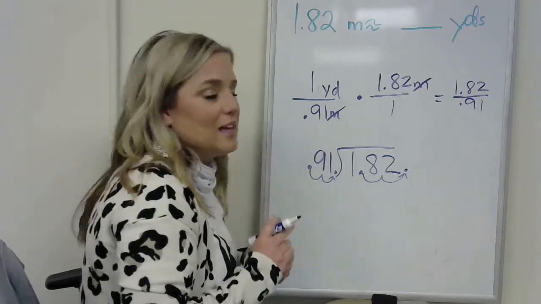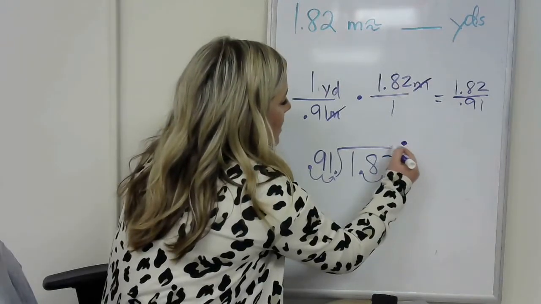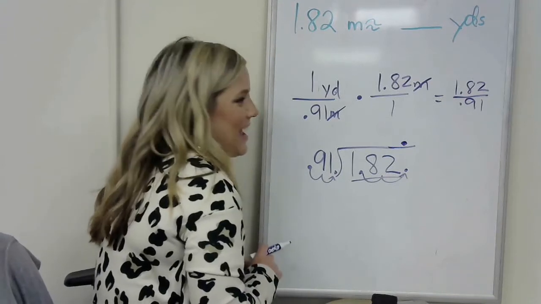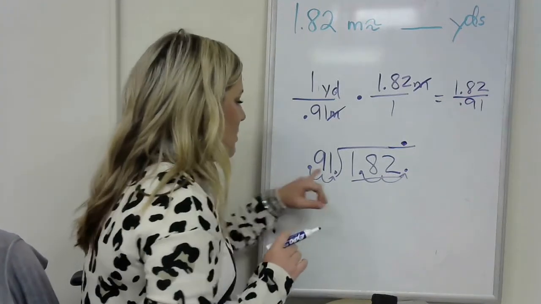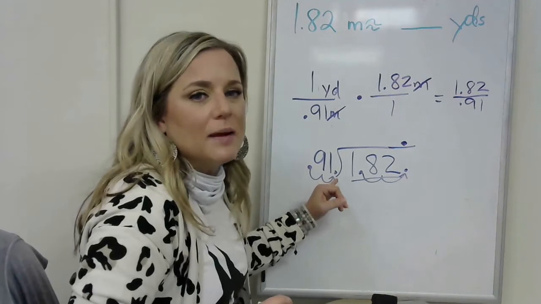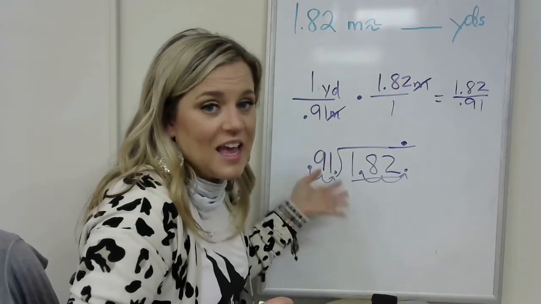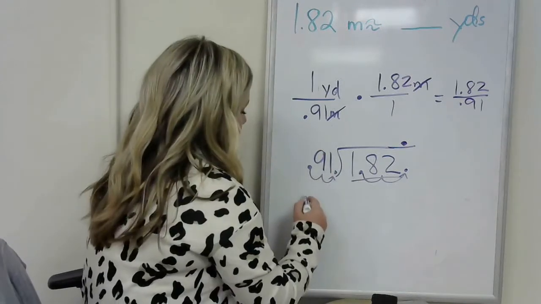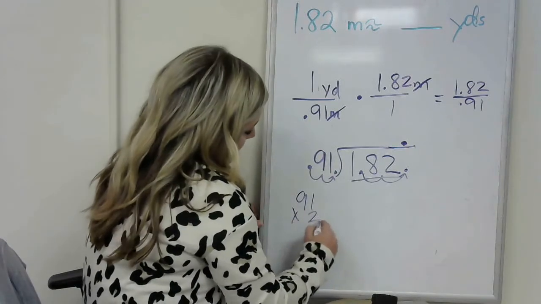So this follows us. All right, so we're going to move this decimal straight up. Now, 91 into 182. I'm going to guess, and I'm going to round this to 90 because it's really close, and I'm going to say 90 times 2 is 180. So I'm hoping that if I do times 2, that will be easy. So let's see. 91 times 2.